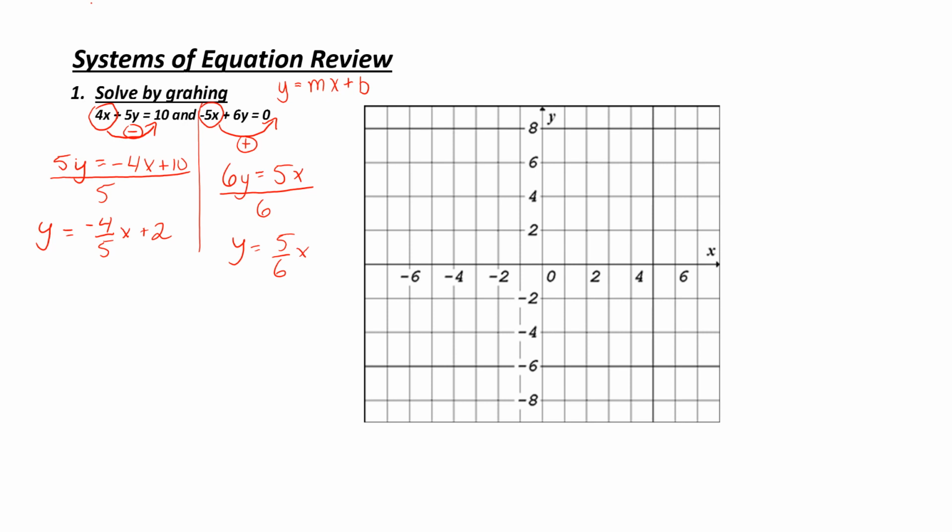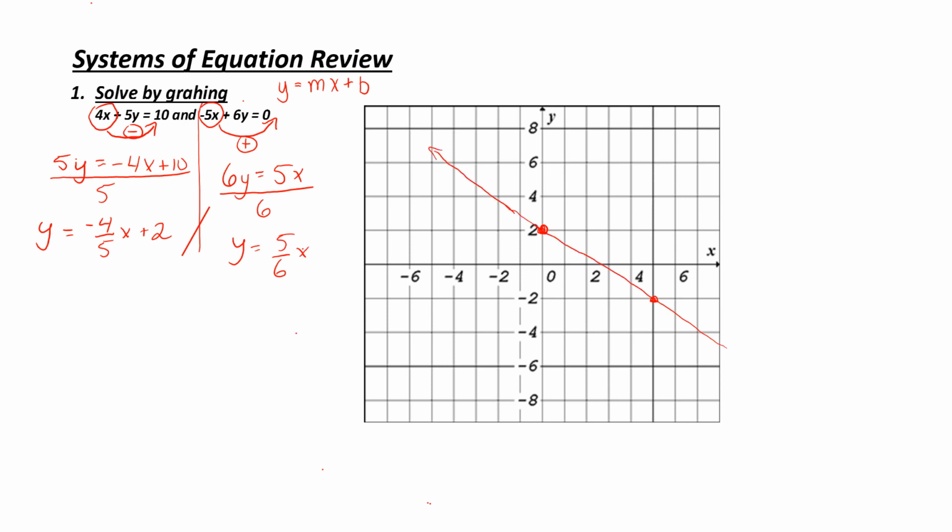So what's my next step? Well, I graph the first equation. My y-intercept is 2, so I put a dot at 2. My slope is negative 4 over 5. That means that my rise is minus 4, so I go down 4. My run is 5, I go over 5. I now draw a line going through both of these points.